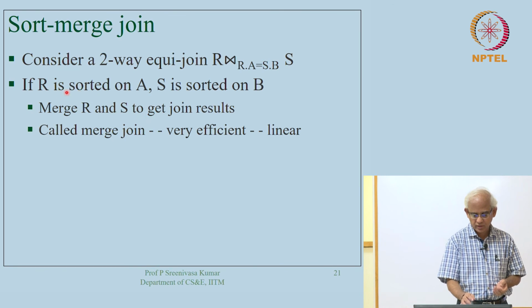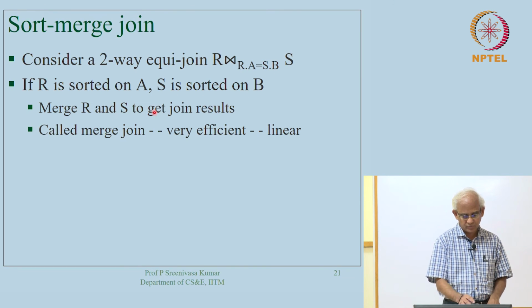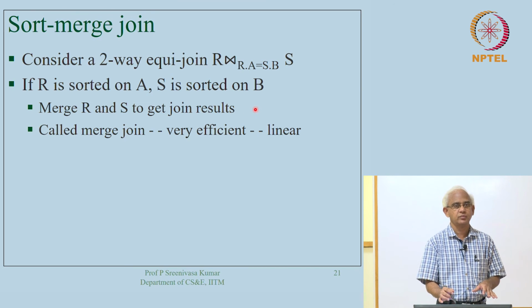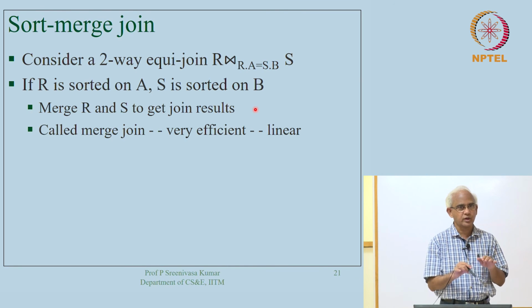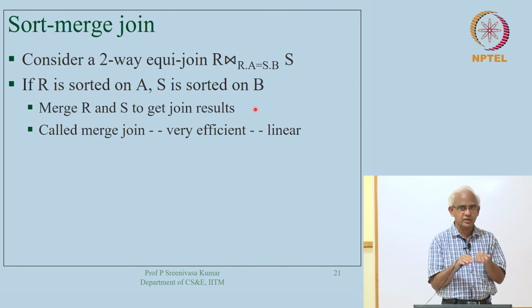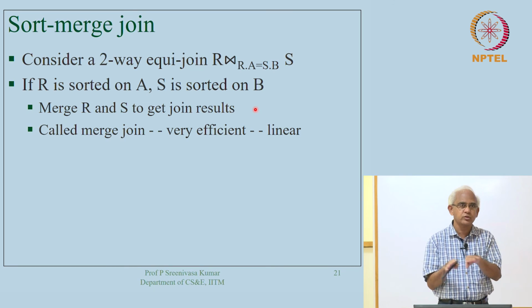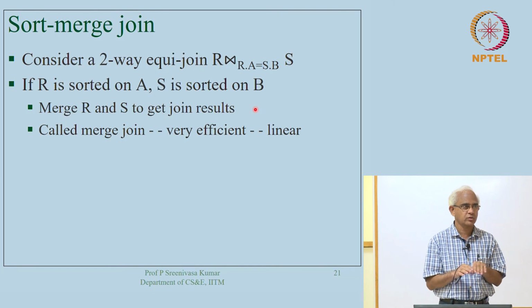So, if R is sorted on A and S is sorted on B, then what we can essentially do is make use of the idea of merging. While merging, the idea is to produce records one after the other, but here, instead of doing that, we will simply say that if these have equal values, then they are going to produce a join result. So, we will use the process of merging, but we will produce a different result, the join result.